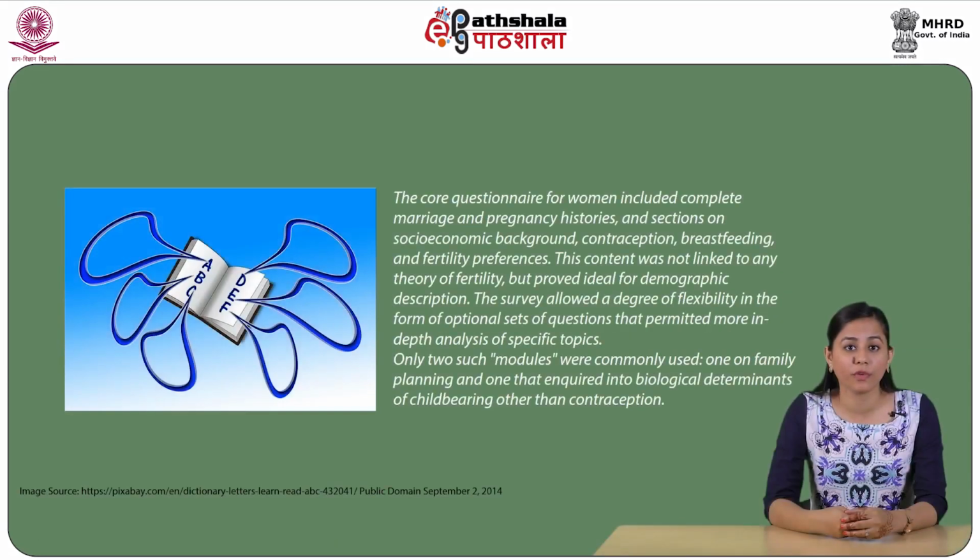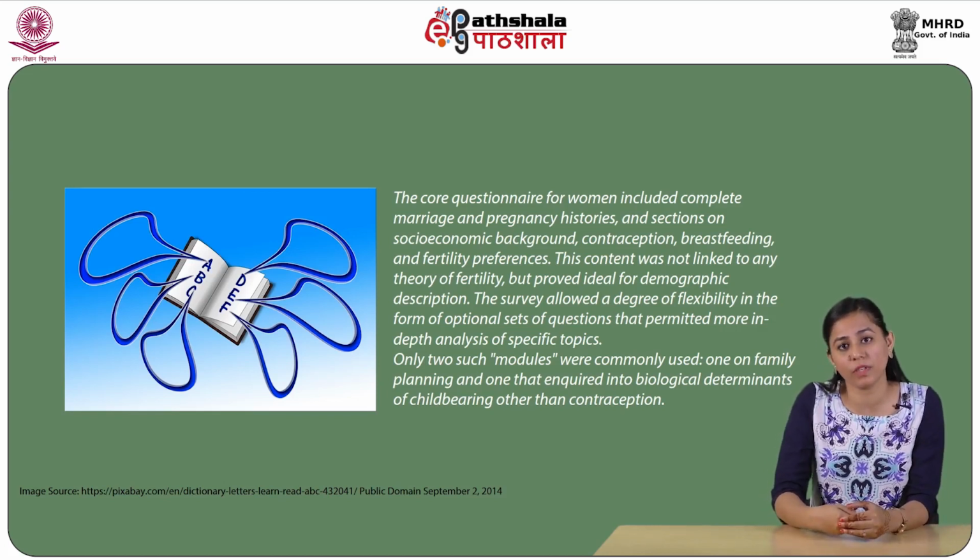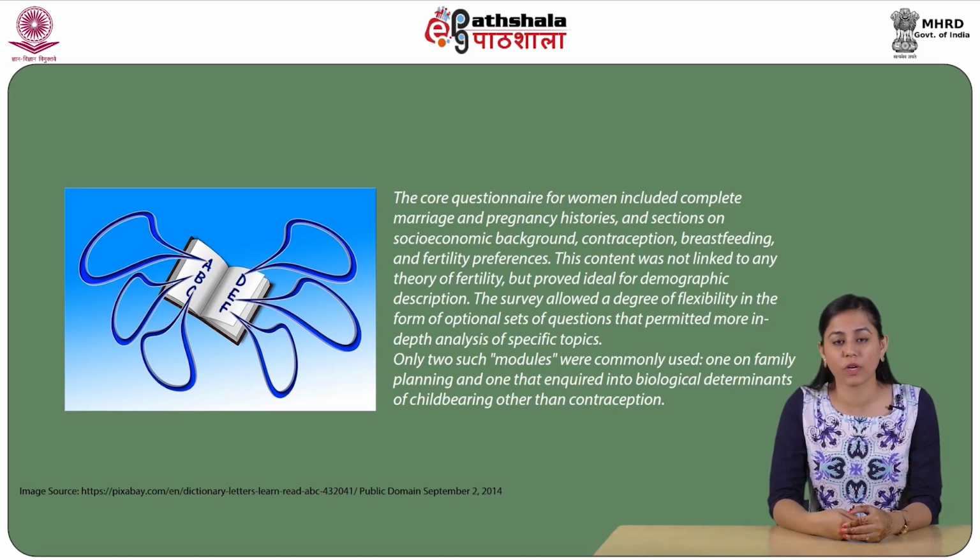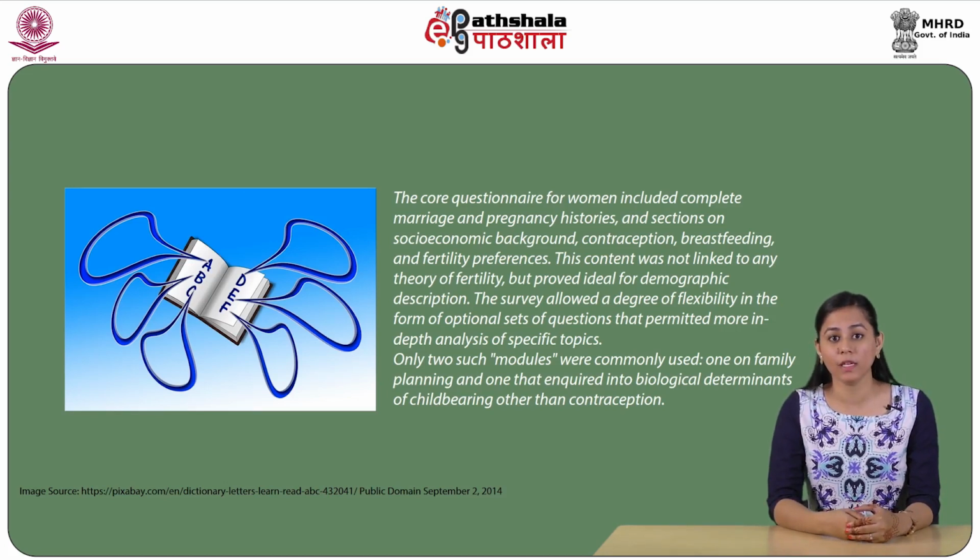The core questionnaire for women included complete marriage and pregnancy histories and sections on socioeconomic background, contraception, breastfeeding, and fertility preferences. This content was not linked to any theory of fertility, but provided ideal for demographic description. The survey allowed a degree of flexibility in the form of optional sets of questions that permitted more in-depth analysis of specific topics. Only 2 such modules were commonly used, one on family planning and one that inquired into biological determinants of childbearing other than contraception.